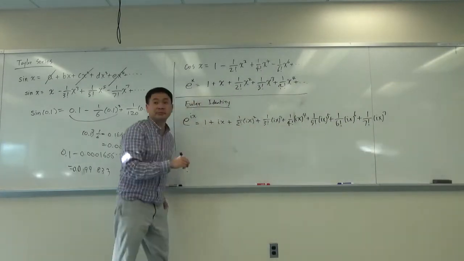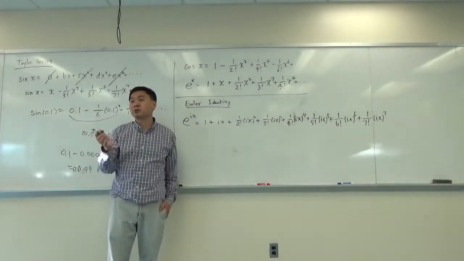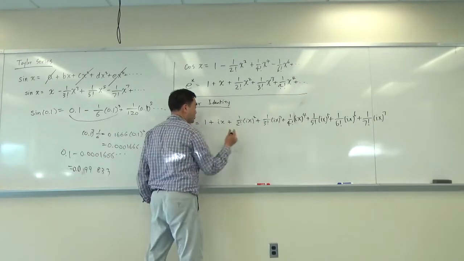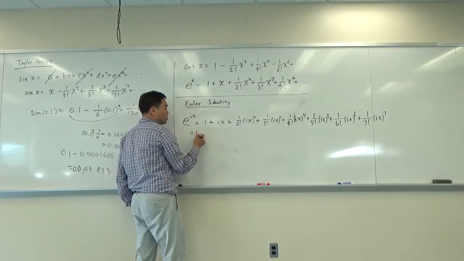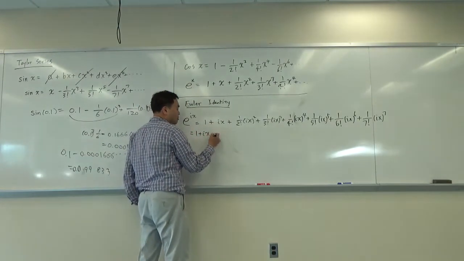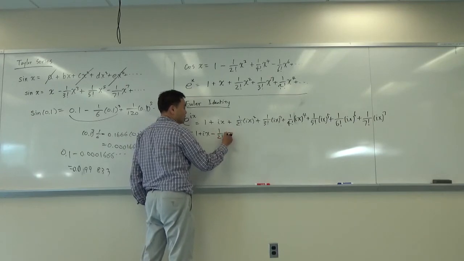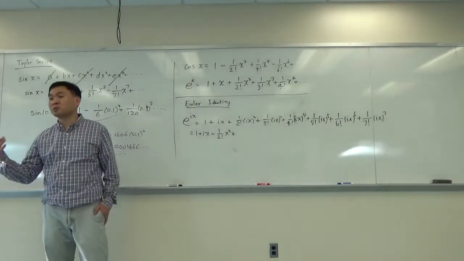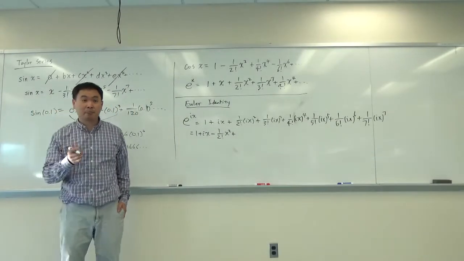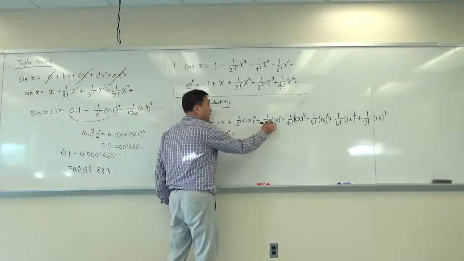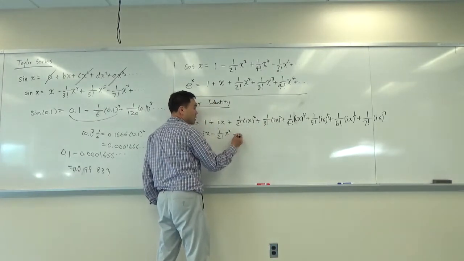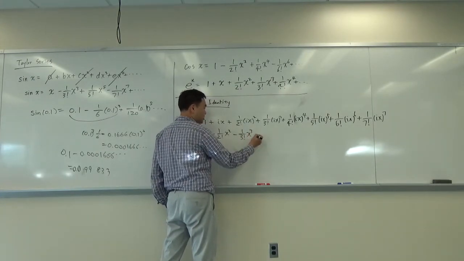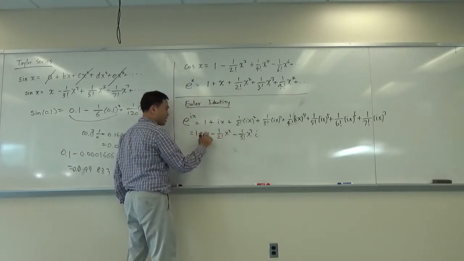What's i squared? Negative 1. i is the imaginary number, i equals the square root of negative 1, so this will be negative 1. So you're going to get 1 plus ix minus 1 over 2 factorial x squared. What's i cubed? i cubed is i squared times i, so that's negative i. So this is going to be negative 1 over 3 factorial x cubed, and let's put the i afterwards.